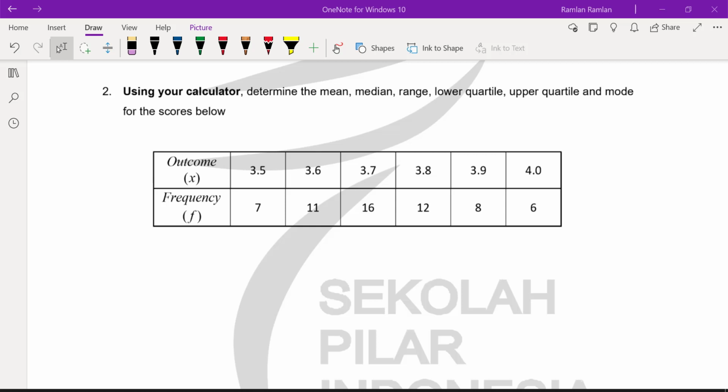Next up, for number 2, using the calculator, determine the mean, median, range, lower quartile, upper quartile, and mode for the score below.